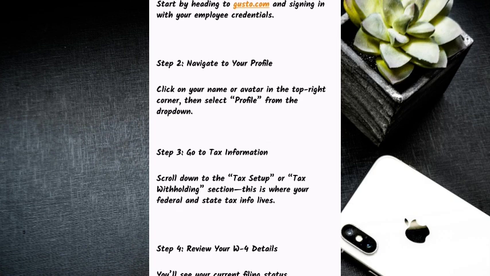Step 3, go to tax information. Now that you're in your profile, you want to scroll down to the tax setup or tax withholding section. This is where your federal and state tax information lives.